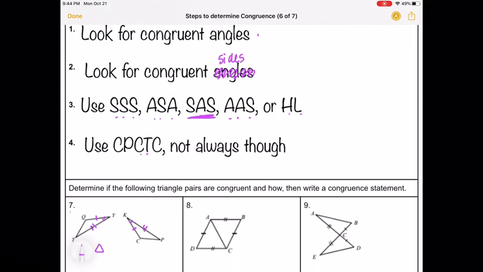So I would say triangle QYT is congruent to triangle. And remember, I can't start with P because that goes with the T. I have to start with C that goes with Q. So C, K, P. All right, it says also, so I wrote the congruent statement, but I need how. So my how would be side, angle, side, congruence.